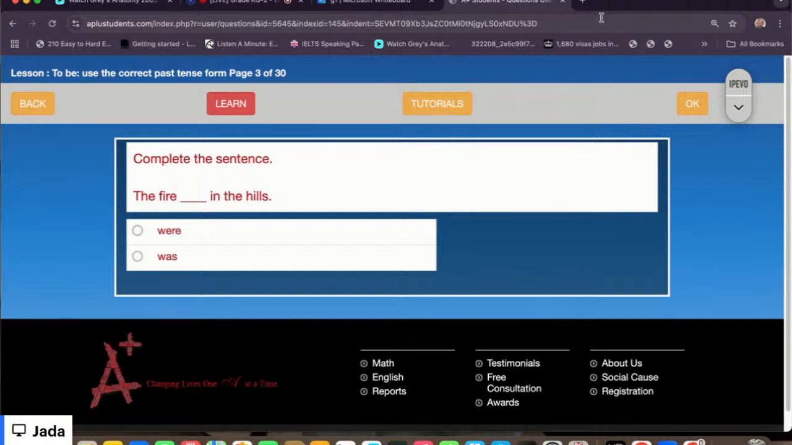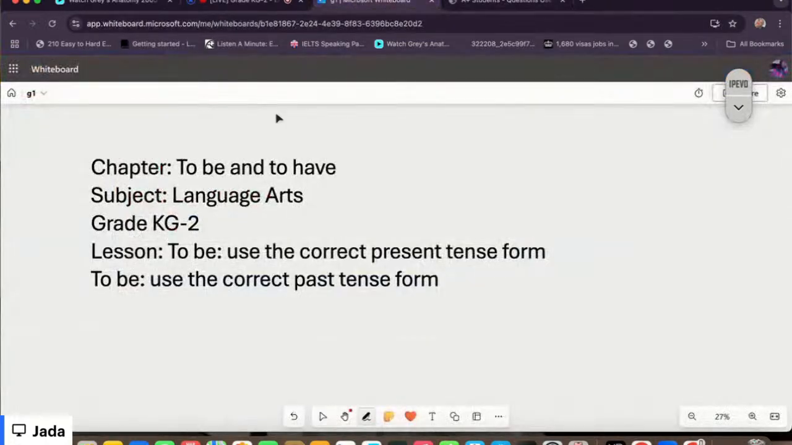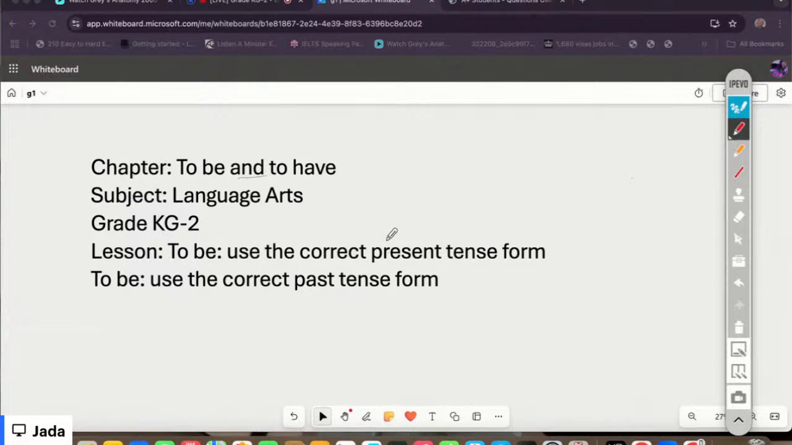So language, subject, verb, lesson. The lesson is use. Okay, look at it here. To be and to have. Okay, this is it. To be down. The lesson is to be use the correct present tense form. To be use the correct past tense form. Okay.